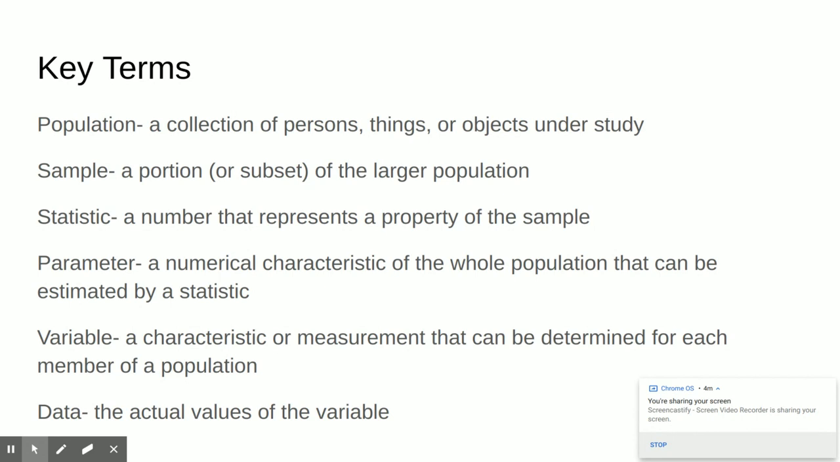So the variable, if I was to ask this junior as to what his height was, his individual height would be a variable. Think of it this way. A variable is what is varying in the study. And then data is just going to be a list of your values.